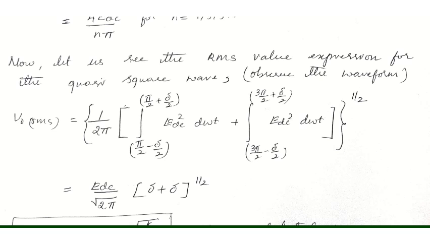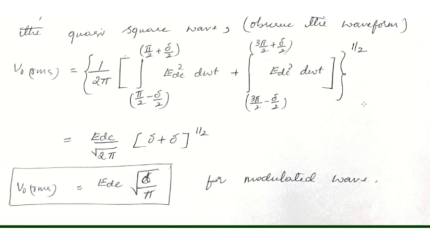So the limits will be 3π/2 − δ/2 to 3π/2 + δ/2. So E_DC squared, even though it is negative, when you take the square it will be E_DC squared, all under the square root, right? It is the RMS value that we are talking about. Taking E_DC squared by 2π outside the root sign, you will have E_DC by root of 2π. Applying the limits, you will get δ plus δ within the square root.